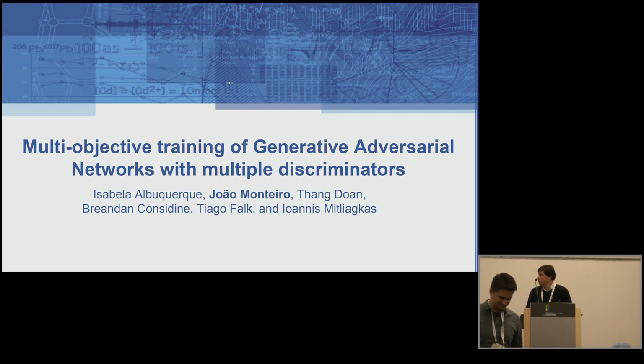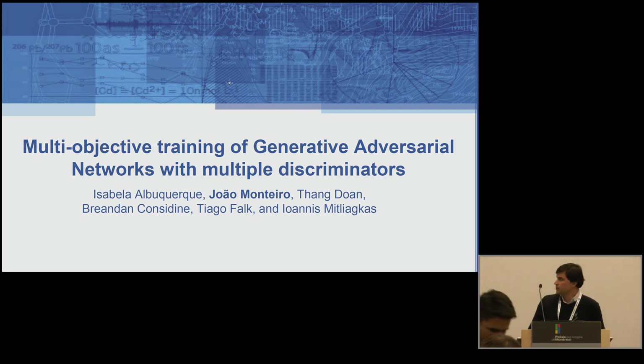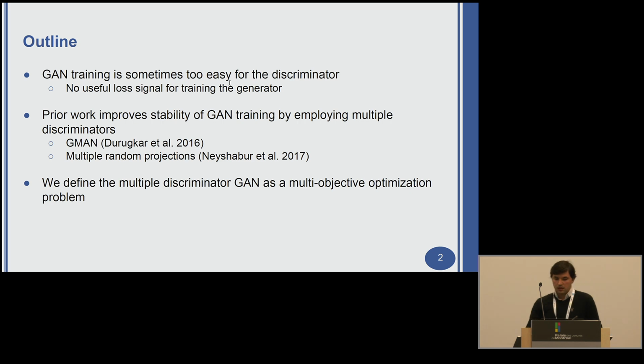Good afternoon. I'll present our work in which we explore the multiple discriminator setting for GANs, multiple objective optimization. GAN training is sometimes too easy for the discriminator. It's too easy for it to tell apart real and fake samples. Recent literature introduced the multiple discriminator setting, trying to overcome this issue. So what we do is to define the generator training in this setting as a multi-objective optimization problem.